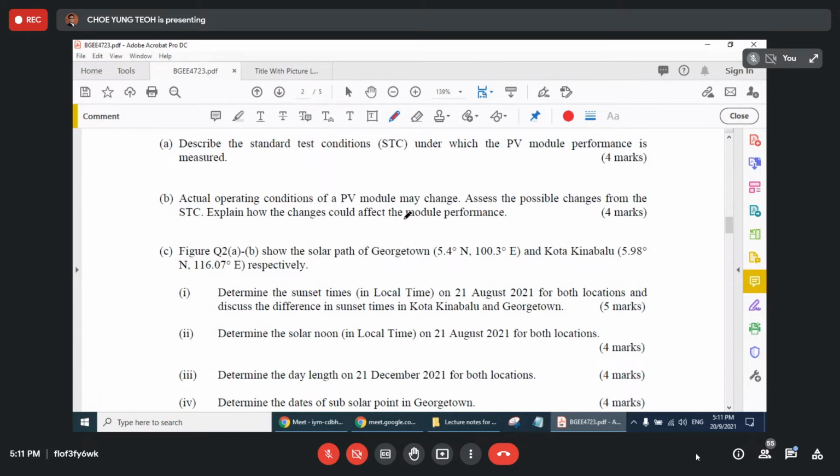You have to explain how it affects the module performance. Not only say, yeah, temperature will affect the efficiency. So temperature will affect the performance, but what do you mean by performance? Does it refer to the power output, or the efficiency, or maybe something else? So make it more detailed. Try to write more. You have 2 hours and 30 minutes to answer 4 questions, so you should have enough time to write all your answers.